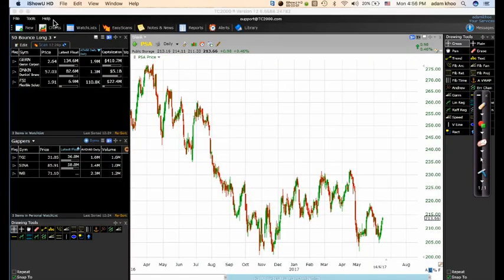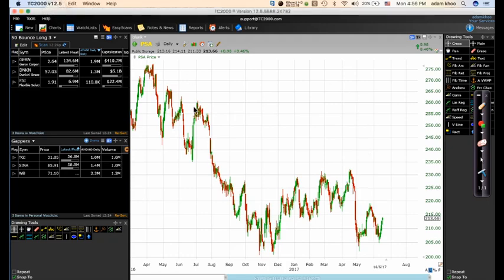I'm going to show you how I set up my charts for the impulse pullback strategy. And again, you can use any kind of charting software. They have the same studies or indicators, and they work pretty much the same way. I'm using TC2000, which is a subscription software.